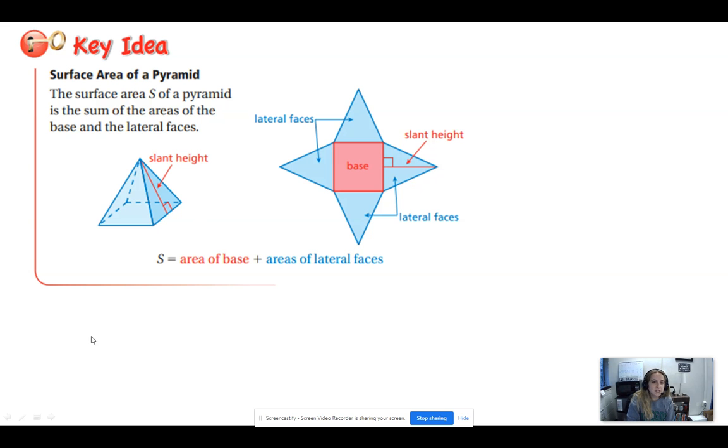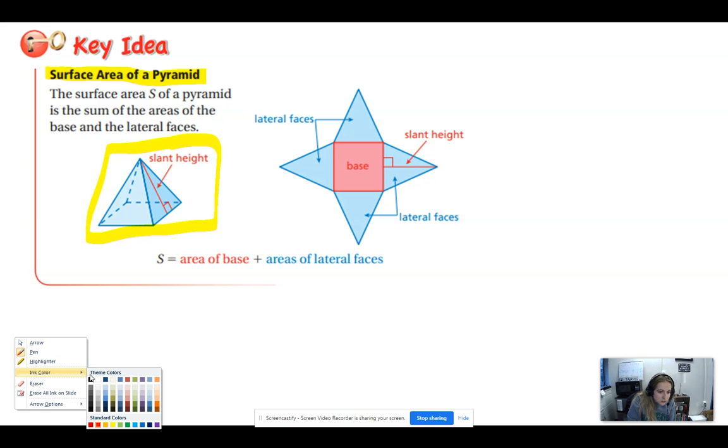Okay, so the first thing I need you to write down is everything I highlight. So the surface area of a pyramid. Write that down. The surface area of a pyramid is the sum of the area of the base and the lateral faces. So I would like you to draw this pyramid, okay? And the things that we're going to need to note are, let me get a different color.